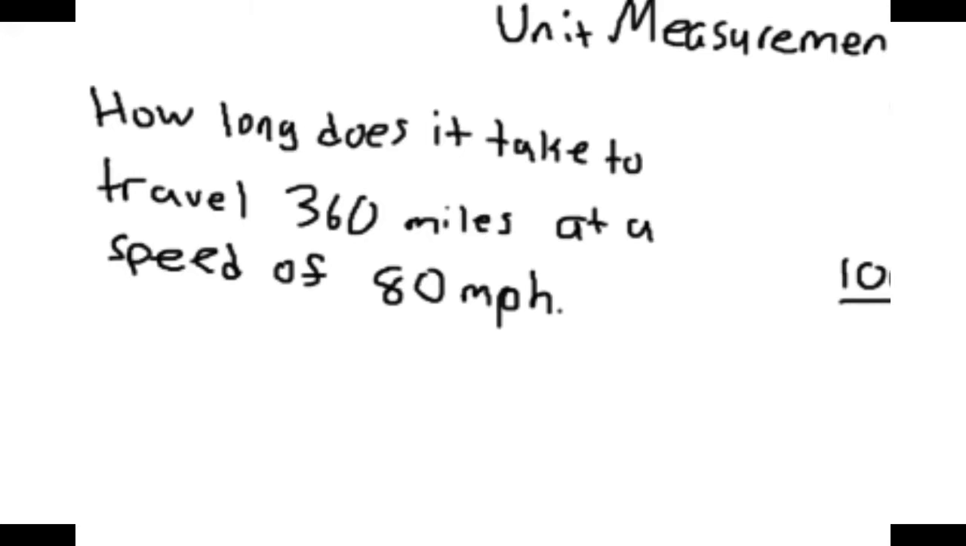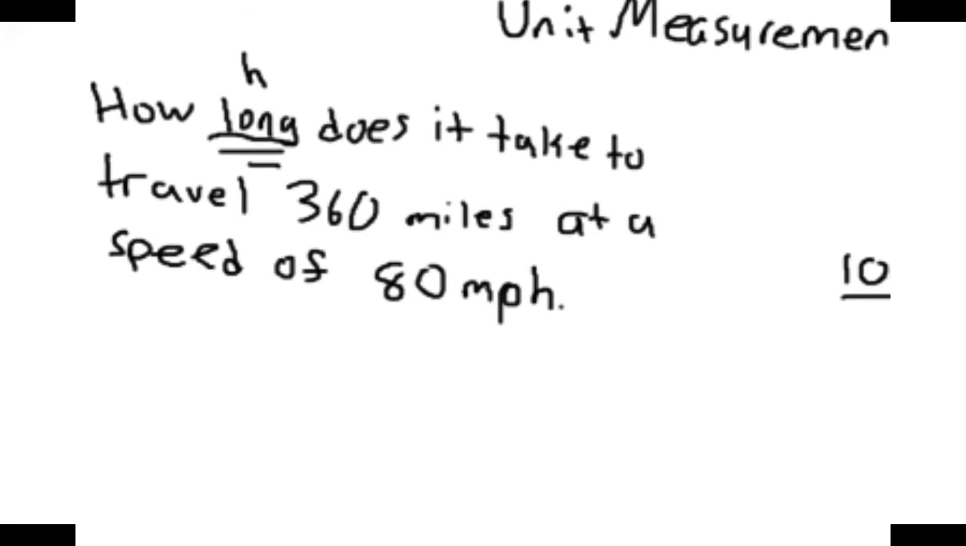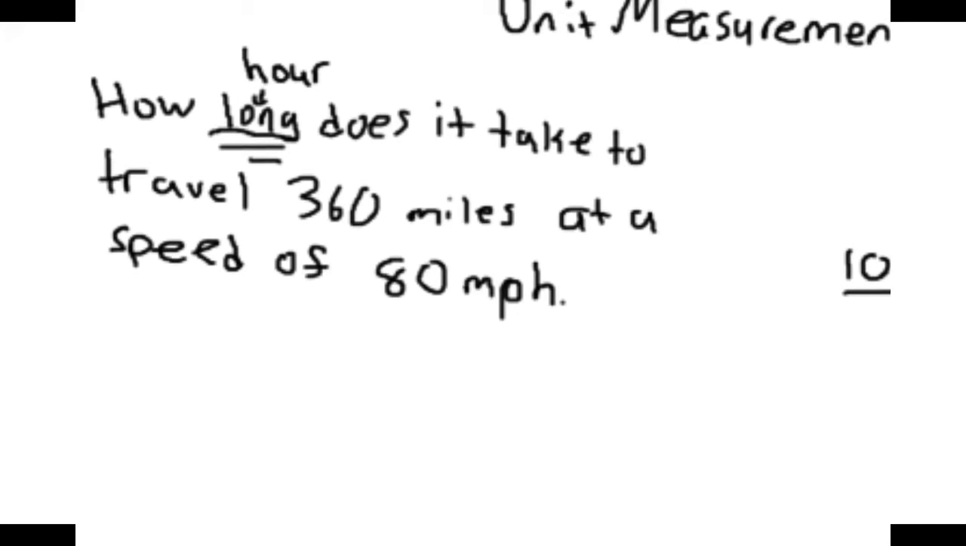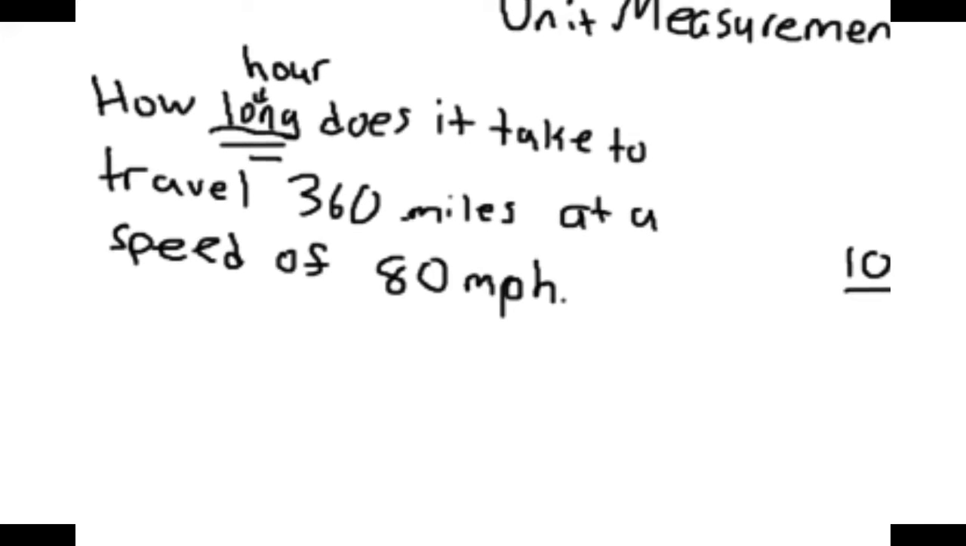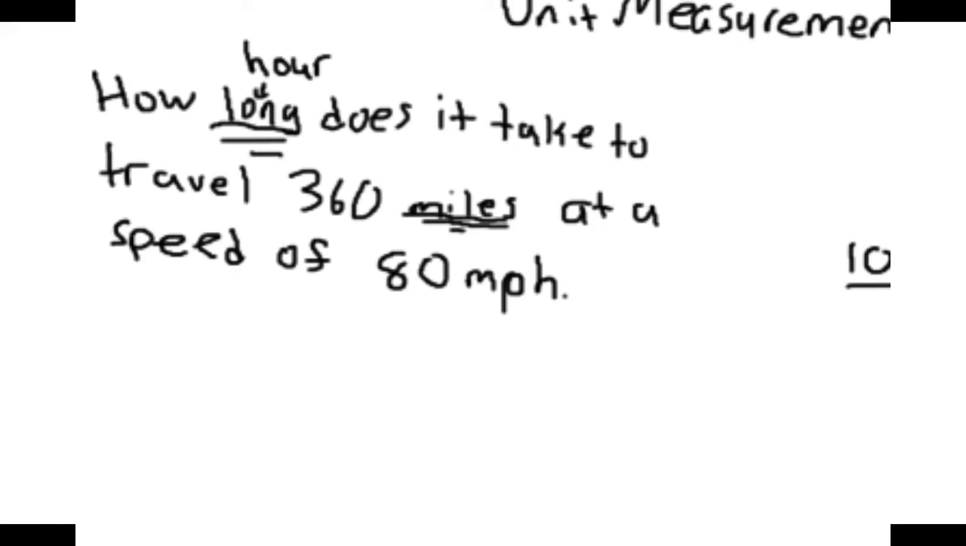So we know this is a unit conversion problem. The reason why is because the question, let's look at what it's asking, is asking how long. So that means the answer that they're looking for must be in hours, because hours is a measurement of time, which is what the question is asking for. And they're giving us how far you traveled or went to travel, which is 360 miles, which is a measurement of distance.